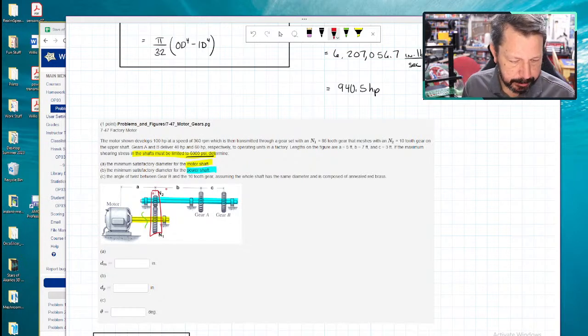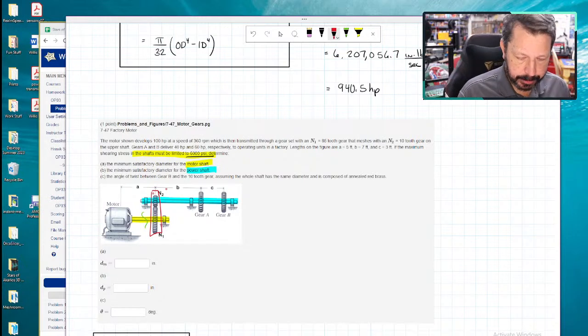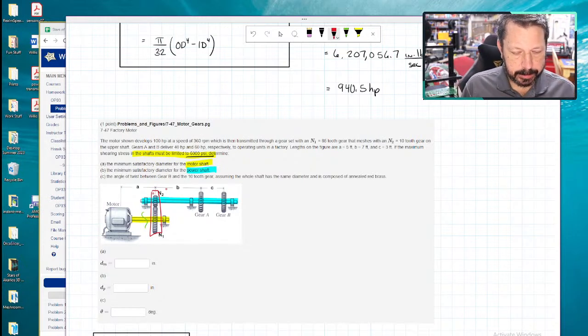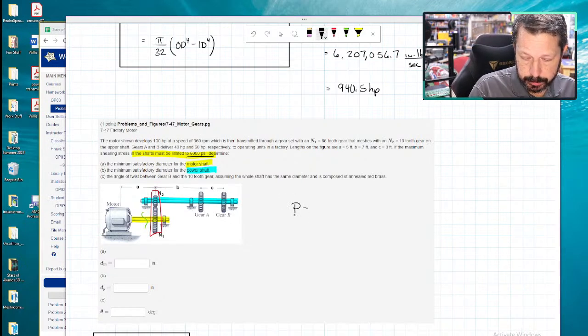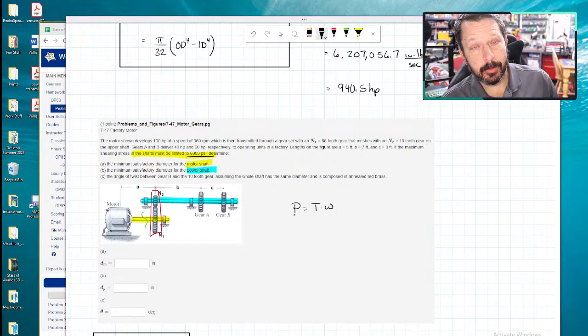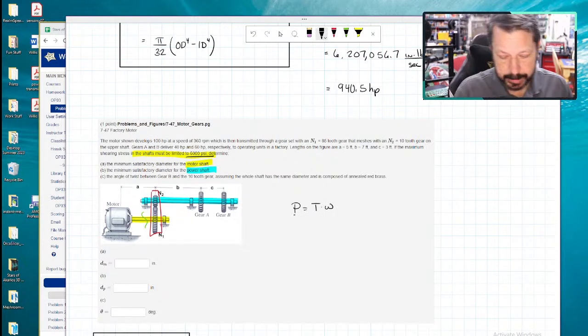Okay, so minimum satisfactory diameter for the power shaft. So the difference here is that it has the whole 100 horsepower of power going in the cyan shaft, so that's the same.